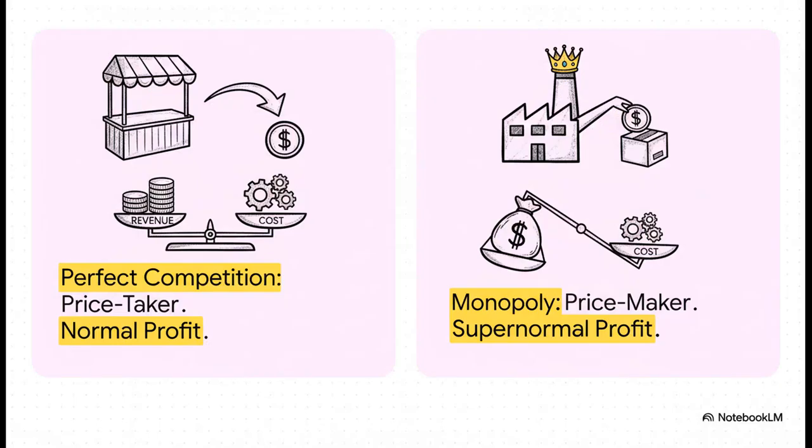So let's look at the 2 extremes. In perfect competition, you have so many sellers that each one is a price taker. They have 0 control over the market price.